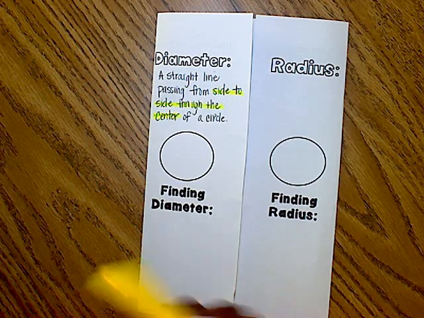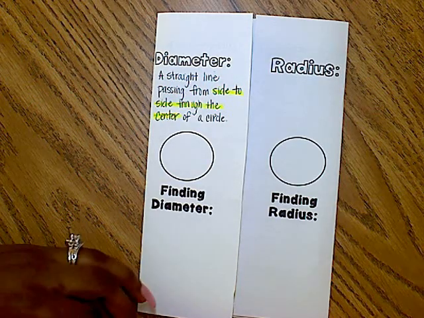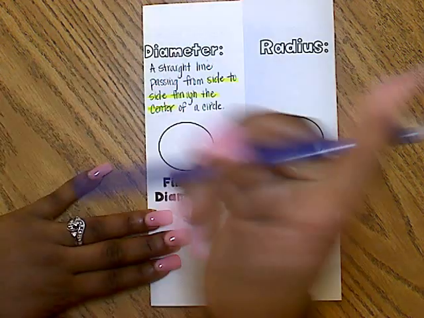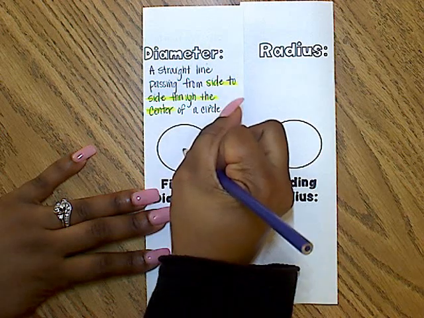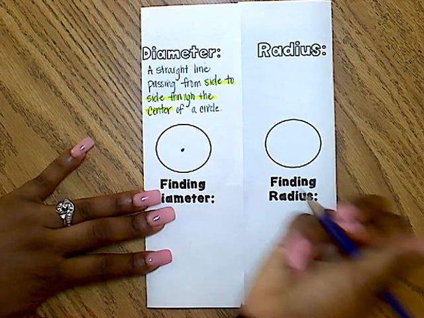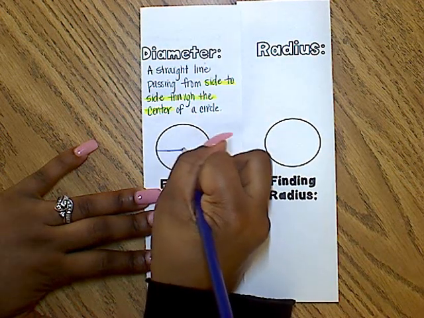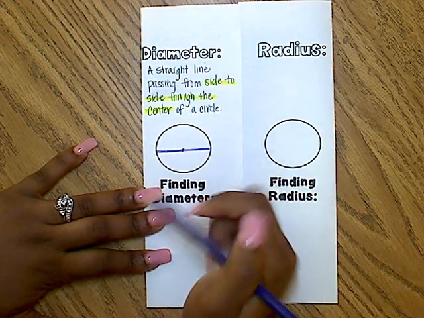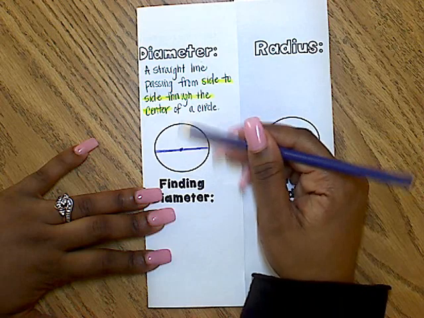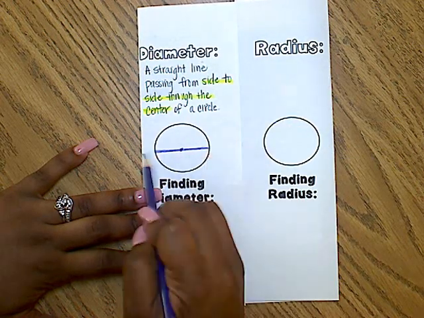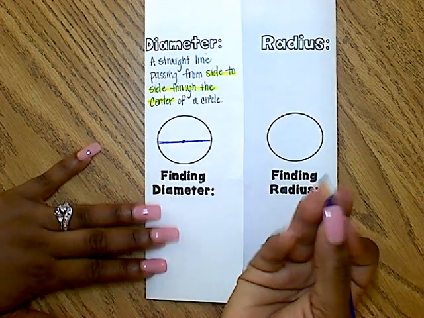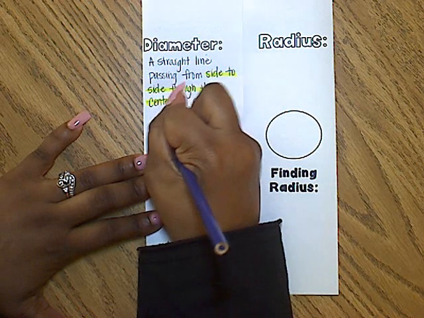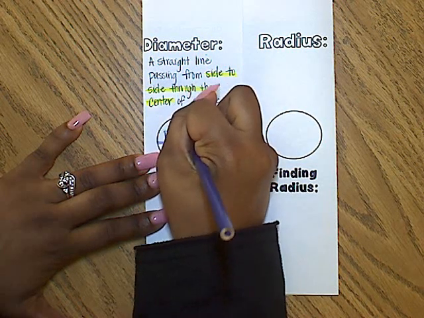So I'm going to show you an example of diameter. I'm going to use diameter with my blue pencil. So this is my center of my circle. Our diameter is just going to be a straight line that goes through. So diameter can go straight across, it can go up and down, but it has to go from side to side through the center. So this is an example of our diameter.